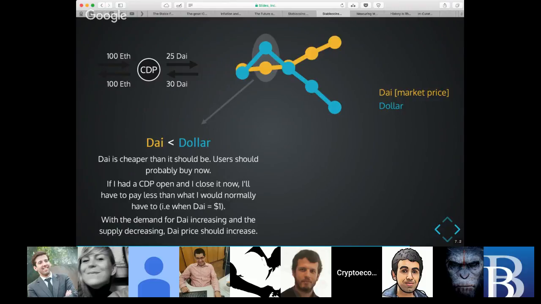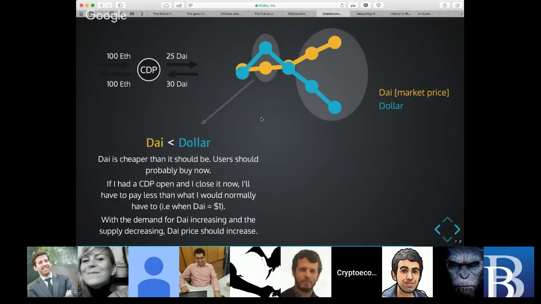And those two actions have as consequences that the demand for DAI will increase. Some people here will buy DAI, and the supply of DAI will decrease because of the financiers closing their position. And supply and demand, again, this should have the consequence of increasing the price of DAI, and so put it back very close to the dollar.